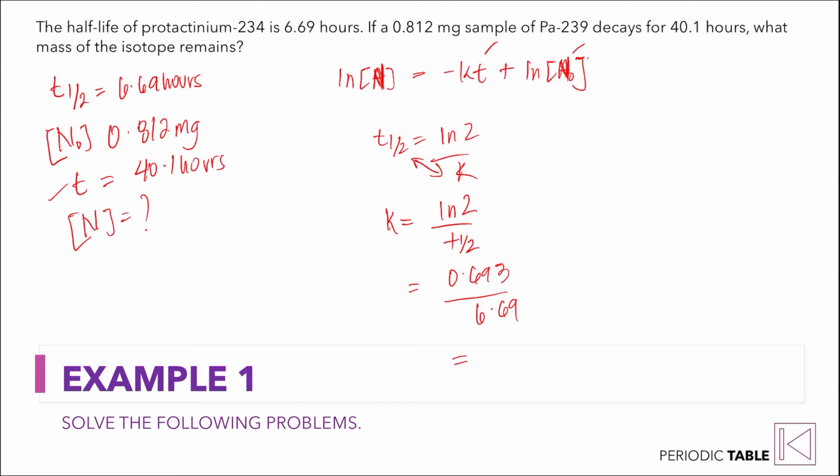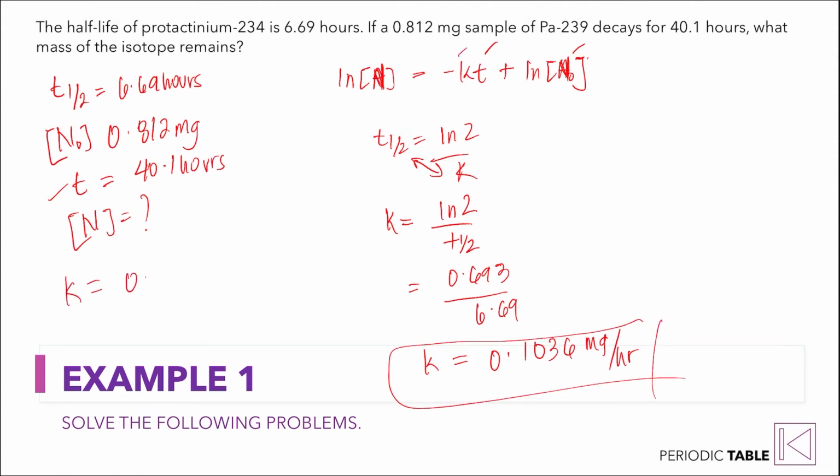So, ano yung ating k? 0.693 divided by 6.69. The answer is 0.1036. Okay, so this is milligram per hour. Next, so meron na tayong value ng k. So this is our k. So rewrite natin yung k dito sa left. 0.1036 milligram per hour.